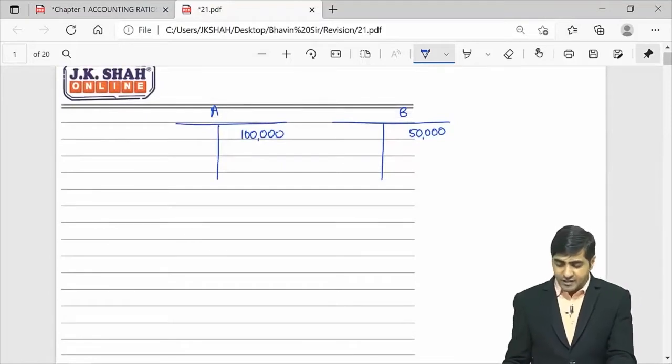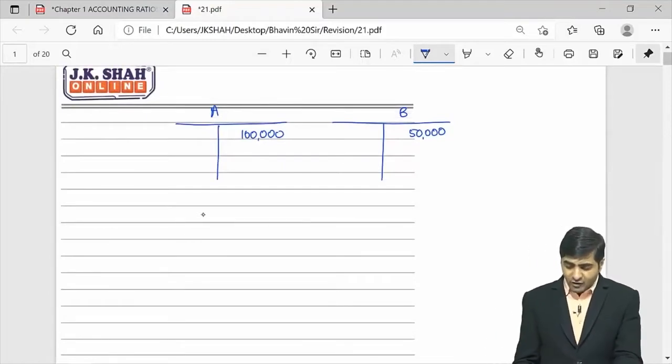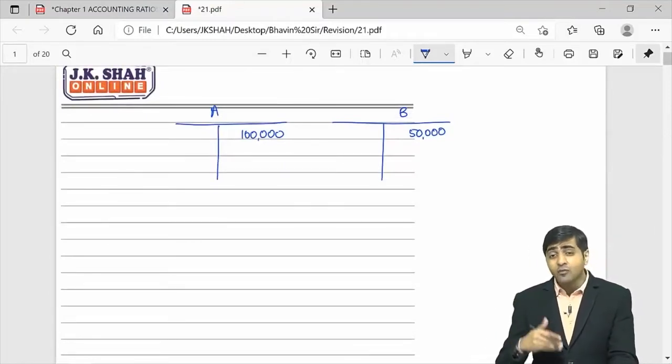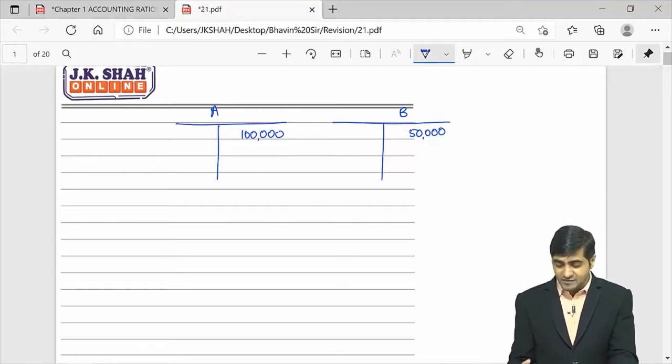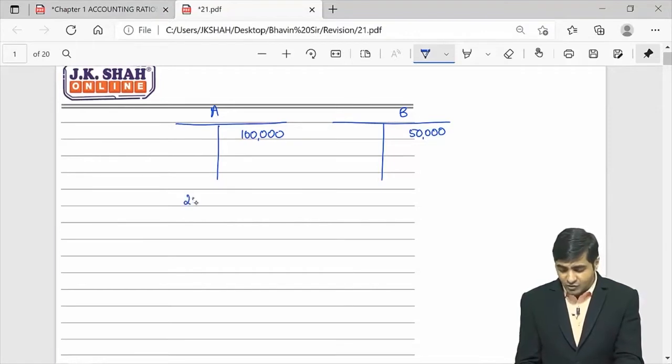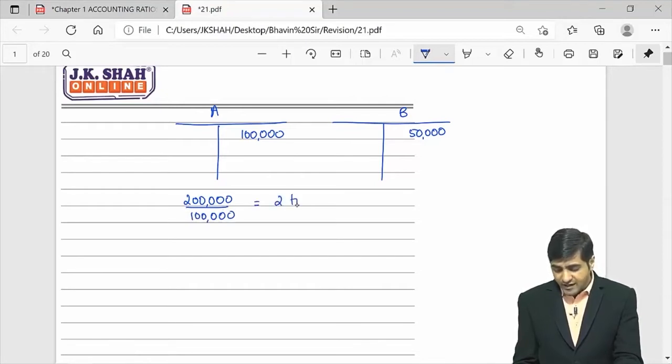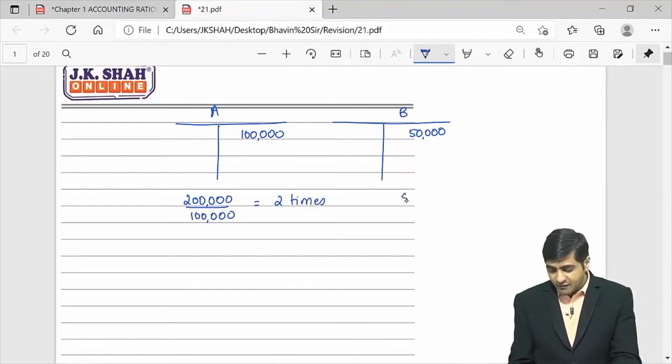In this case, for company A we need to check how many times the sales is generated with the fixed assets taken into consideration. So we will take 2 lakh and divide that by 1 lakh. That will give you 2 times. And guys, for company B, we will take 2 lakhs and divide that by 50,000. That will be 4 times.